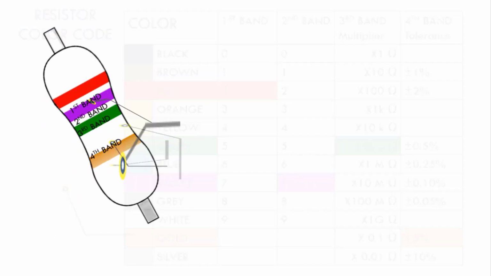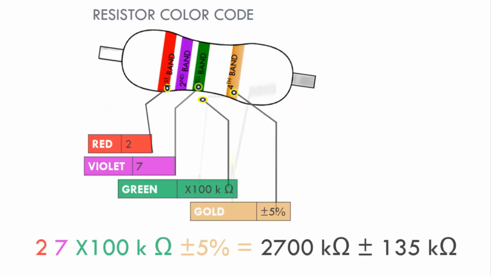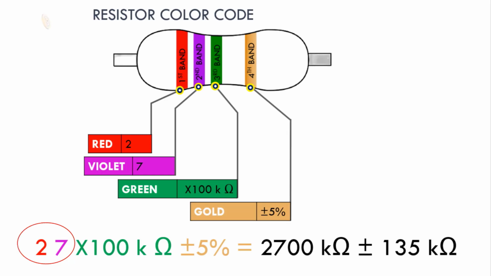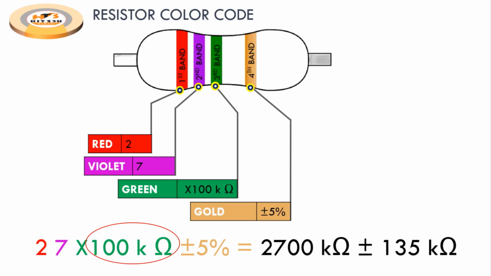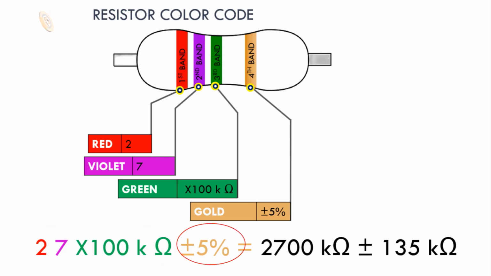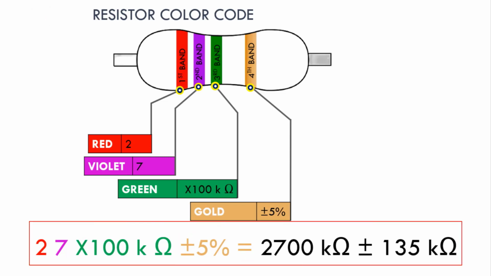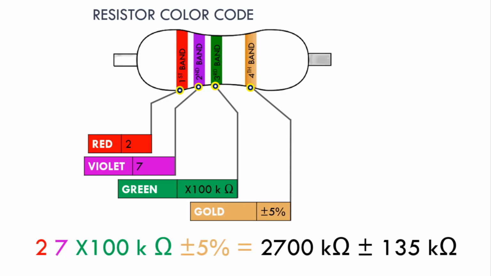For red we will write 2, for violet we will write 7, so it becomes 27 into, for third band which is green we will mention here 100 kilo ohm, and for the fourth band which is gold we will write here plus minus 5%. So 27 into 100 kilo ohm plus minus 5%, 2700 kilo ohm plus minus 5% of 2700 is 135. So 2700 kilo ohm plus minus 135 kilo ohm.